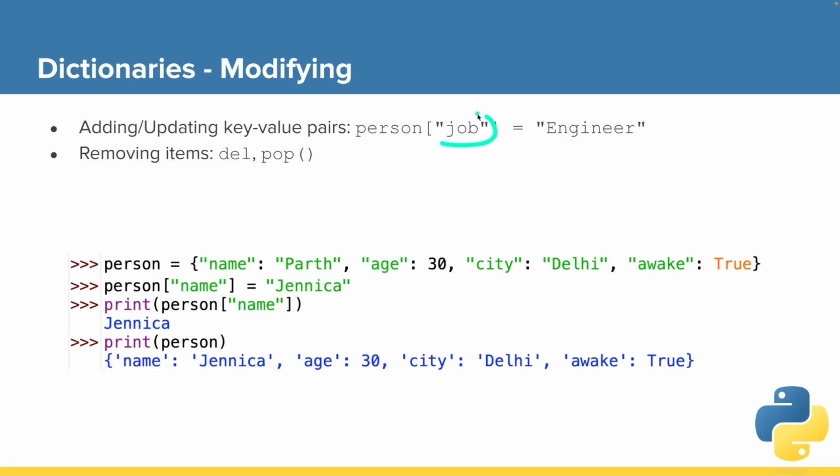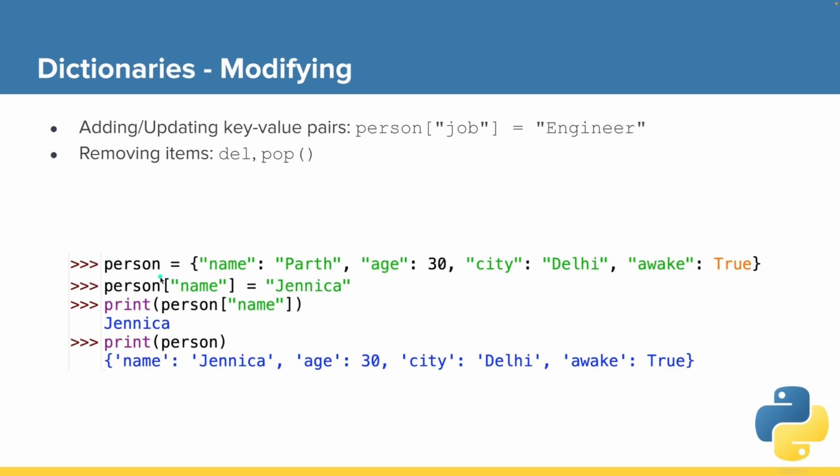If the job key does not exist, it will create a new key value pair with the key being job and the value being engineer. And we'll look at an example of that. And we can remove items from a dictionary with del for delete or pop. And I'll show you some ins and outs of these methods here in a moment.